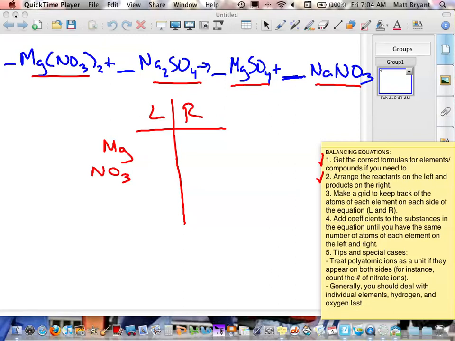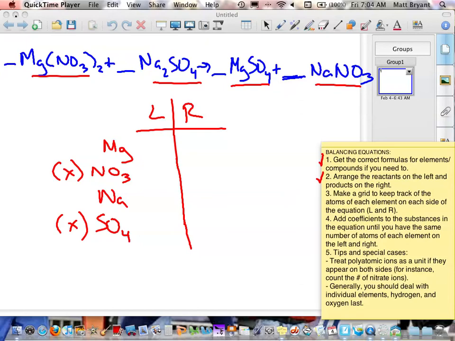Then, the other ions, the other atoms we have are sodium, obviously, and then sulfate. So again, I'm treating those like a unit. If you wanted to fill this in with the letter X, or whatever letter you like, I would probably pick B for Bryant, then you could do that as well. So, we have our grid, and I'm going to fill in the grid with what we already know, without adding any coefficients. How many atoms do we have of each element?